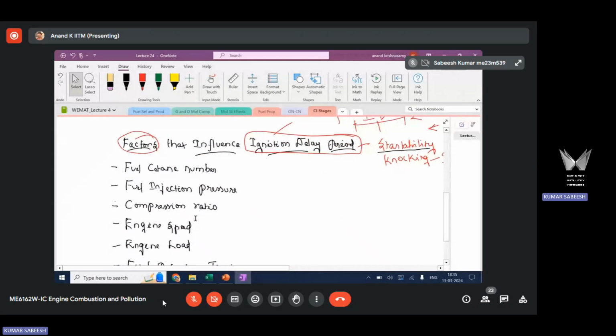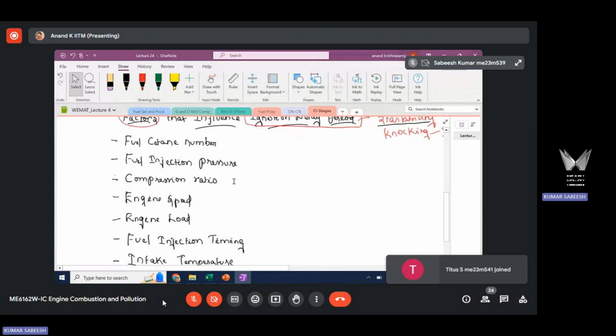So it means basically you can control the combustion event in a CI engine by controlling the delay time. There's no need to do anything else. The diffusion phase, as I said, you can control by controlling the rate of injection. So delay time is one of the most important phases. By controlling the delay time, you can control the overall combustion event in a CI engine. That's why it's very important to know the various factors that affect this ignition delay period.